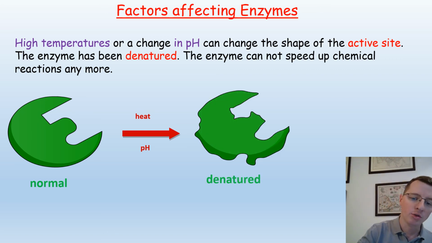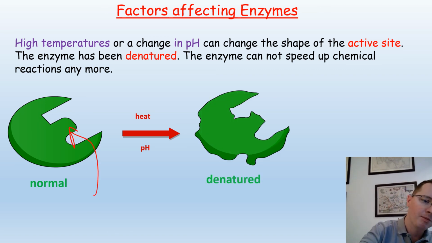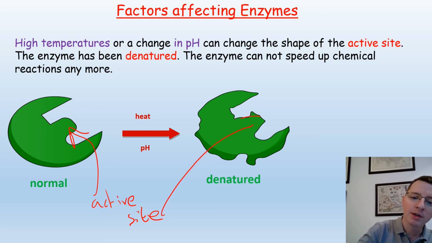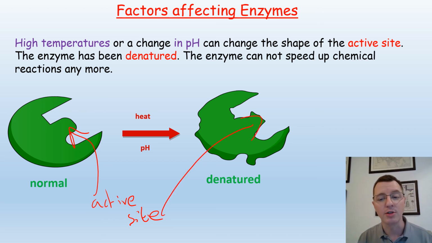Well, if this is our normal enzyme's active site here, over here, the active site has changed shape. It's been denatured. The substrate can no longer fit into that active site. And enzymes will be denatured at high temperatures, generally above 40 degrees. And they will also be denatured by changes in the pH. All enzymes will have a particular optimum pH, but if you move away from that pH, either lower or higher, then the enzyme's active site will denature.